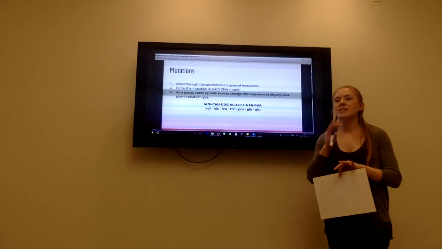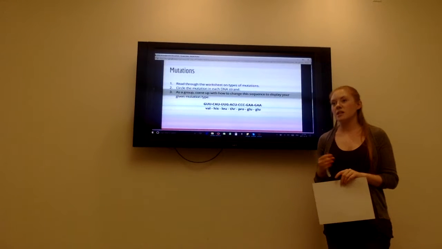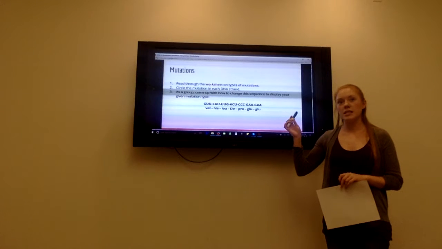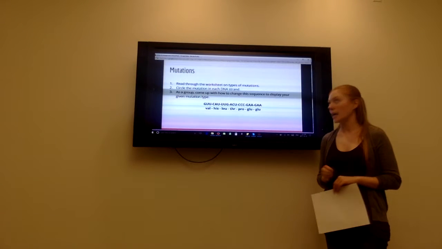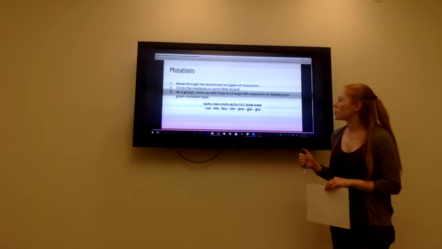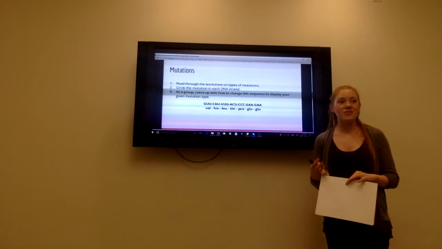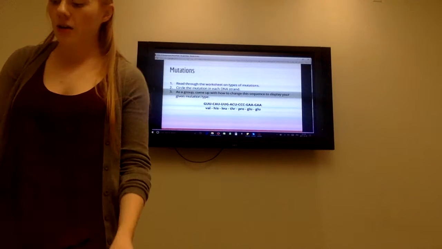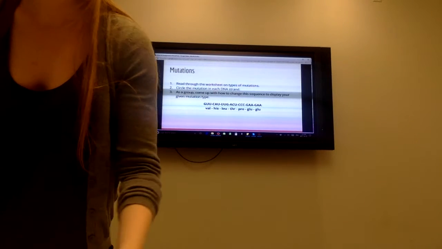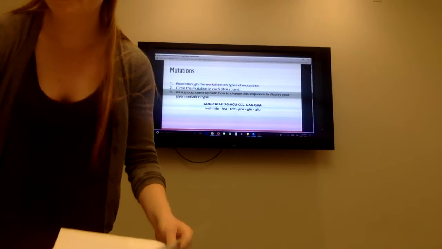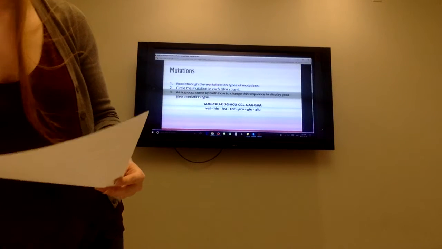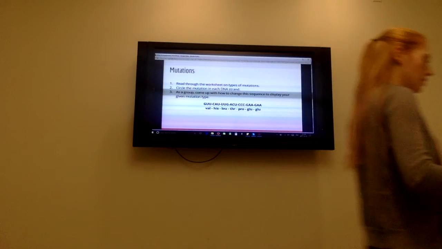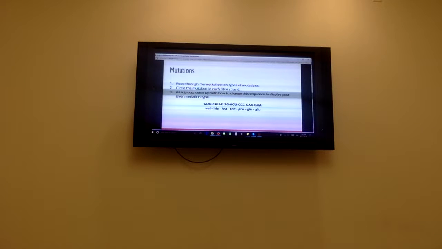So there's a couple different types of mutations, like we were talking about before. A change to the DNA sequence is called a mutation, right? So there's different scenarios of whether it'll make a difference or not. So to investigate that, I'm going to hand out a worksheet here, and it's all about genetic mutations. So I'll hand you one here.